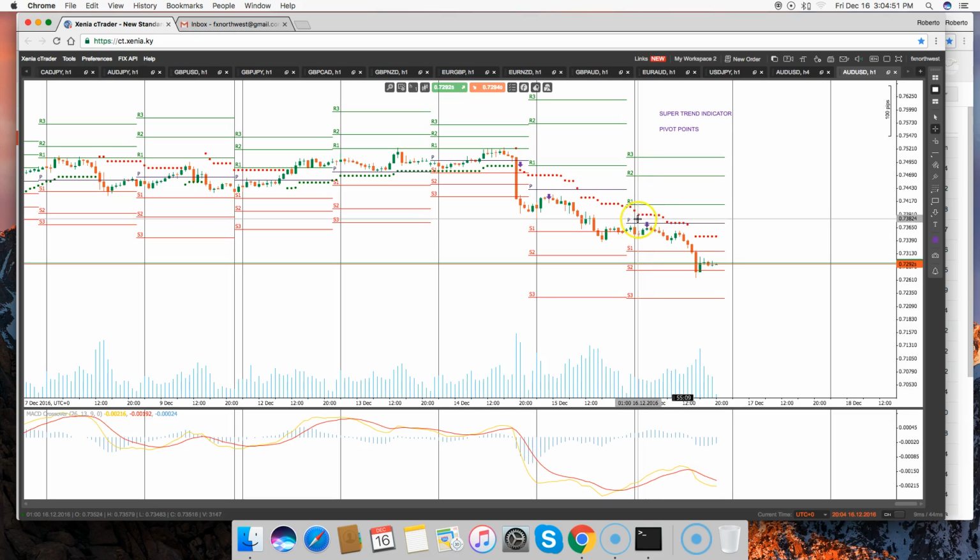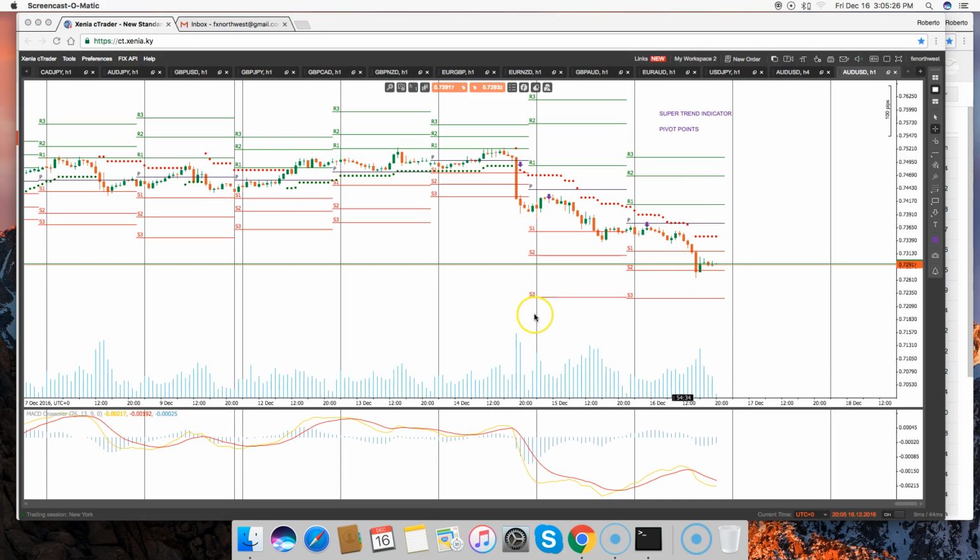So on the 4-hour chart and the daily chart, we have a red super trend indicator. Price is below the central pivot point on all 3 time frames. We take a trade, and then we start looking for exits around that S1, S2 area. And notice we have an inside bar at S2 at the moment.